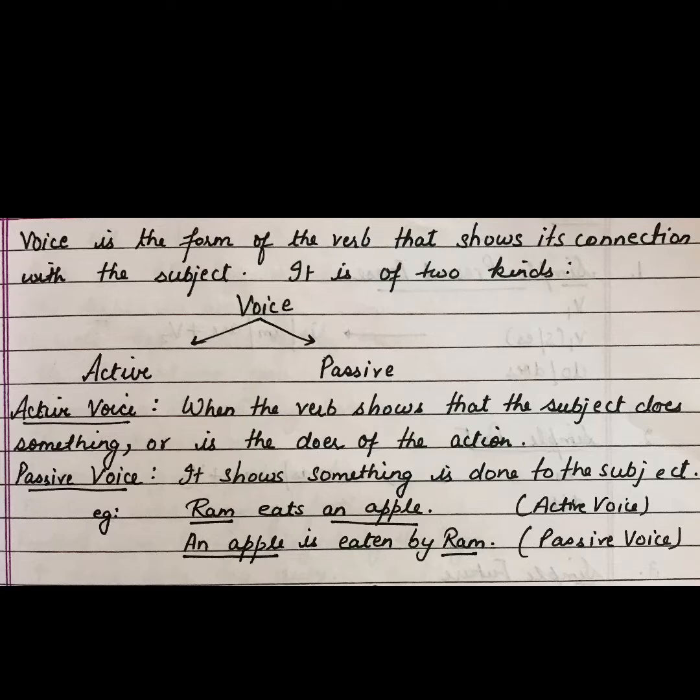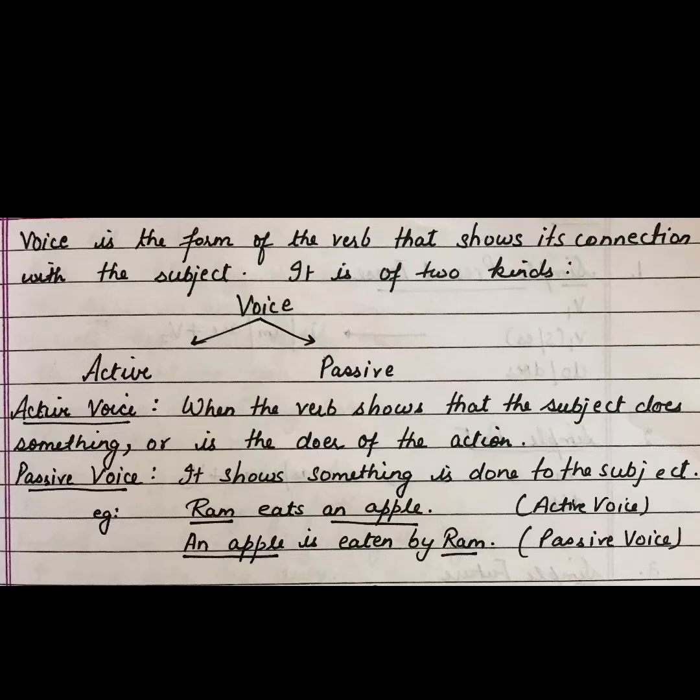Now what is active voice? When the verb shows that the subject does something or is the doer of the action, that is called active voice. For example, Ram eats an apple. Now the action is done by Ram. So Ram is the doer. So here Ram is the subject of this very sentence. So this very sentence is in which form? Active form, that is active voice.